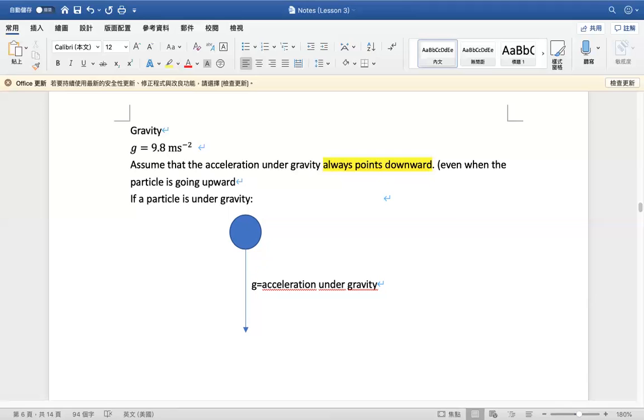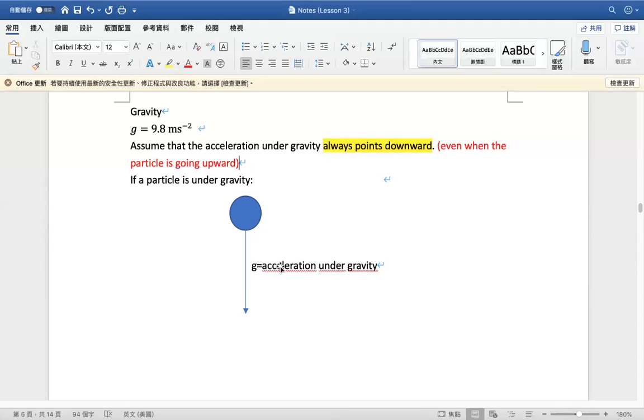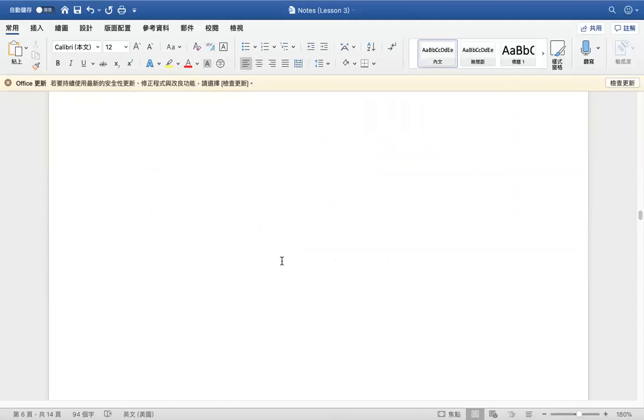Why I emphasize this one is because a lot of people tend to have a misconception about the motion. Some people may think that if the particle is going up, then the acceleration is going up. No. From the first lesson, I told you that the direction of the velocity has nothing to do with the direction of the acceleration. That's the concept we need to know. So that's the acceleration due to gravity, and the rest will be just the same.